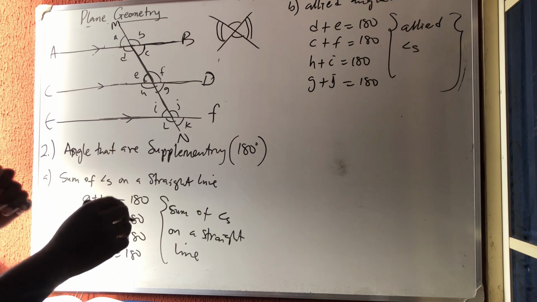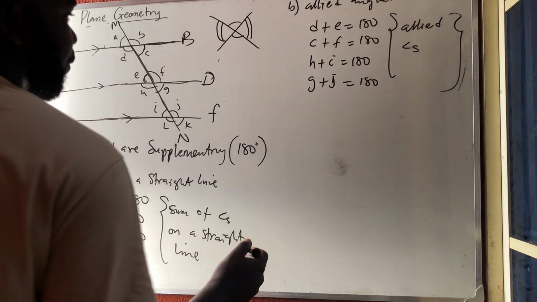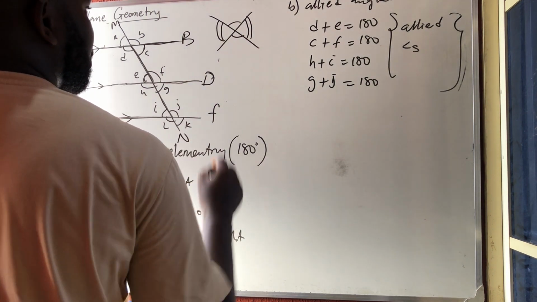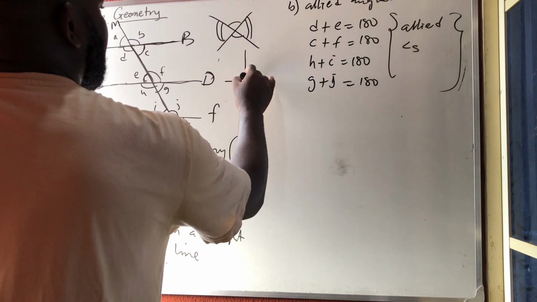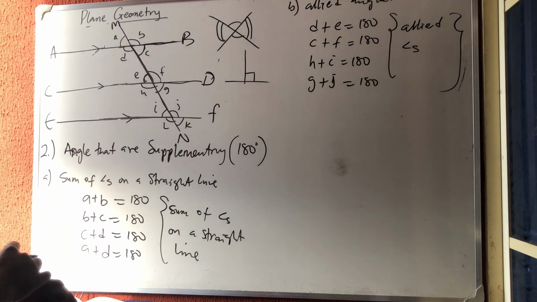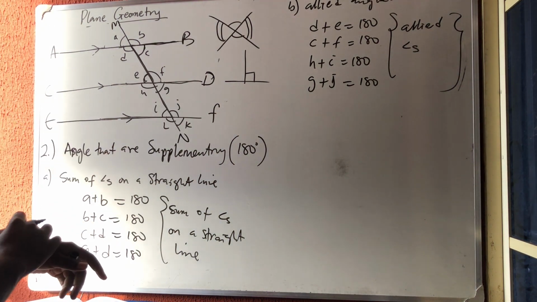Complementary angles are right angles. Don't forget, but I will not put it here because there is no right angle here. So complementary angles are right angles. Any angle that sums up to 90 is called complementary angles. But I will not put it here because we don't have any right angle here.